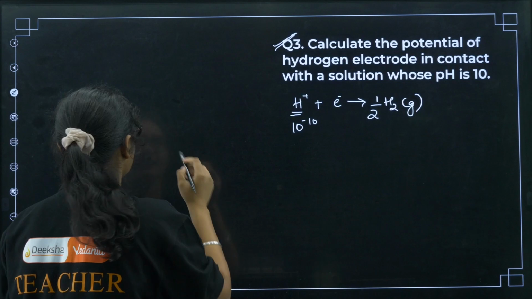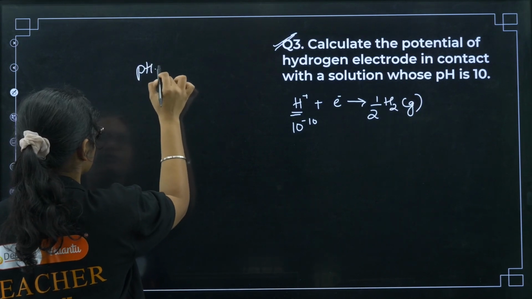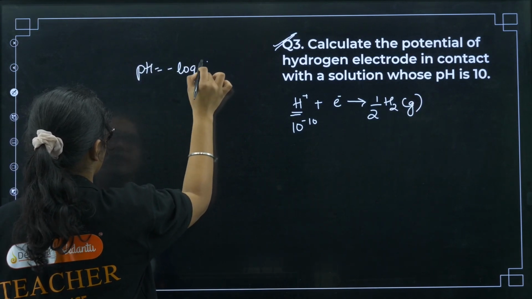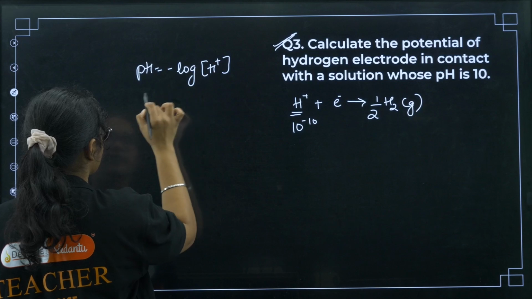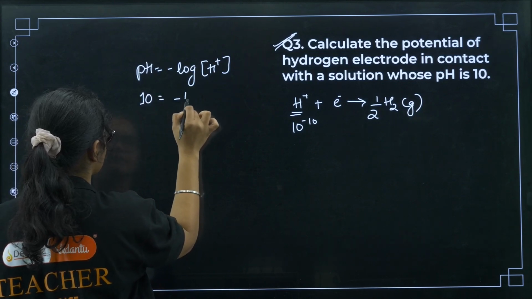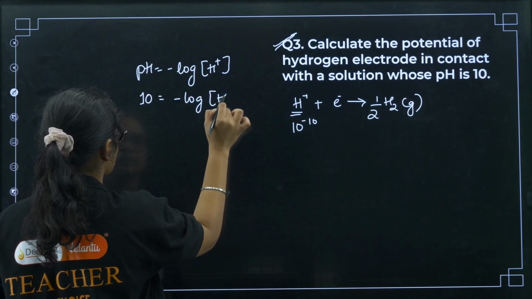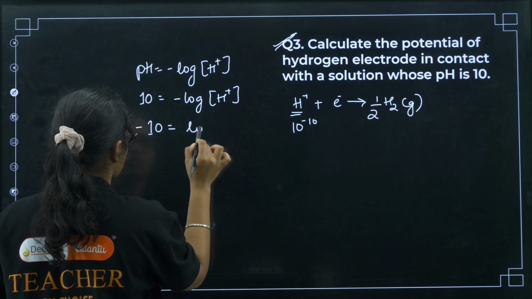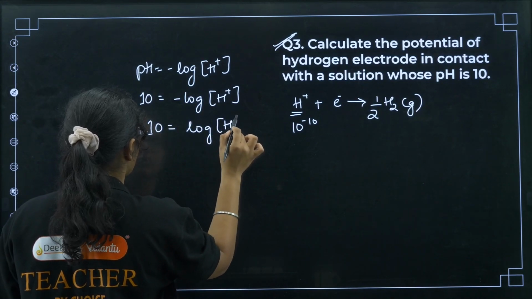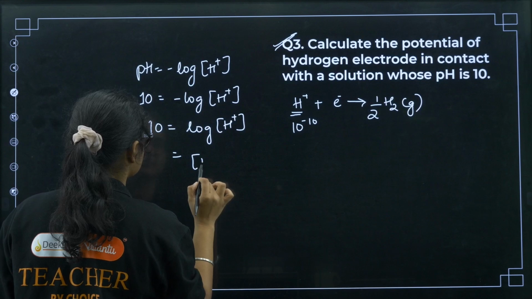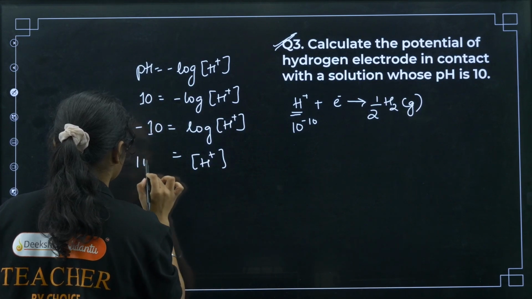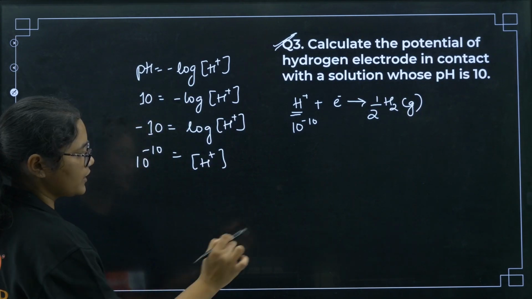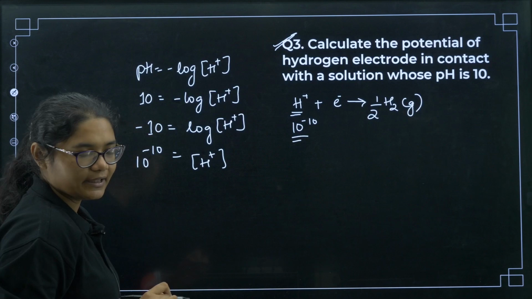Now how am I getting that? If you know, pH is equal to minus log of H+, right? We know that pH is equal to 10, so 10 is minus log of H+. Now what will come? Minus 10 is equal to log of H+. So H+ will be equal to 10 to the power of minus 10. That is the concentration of H+.